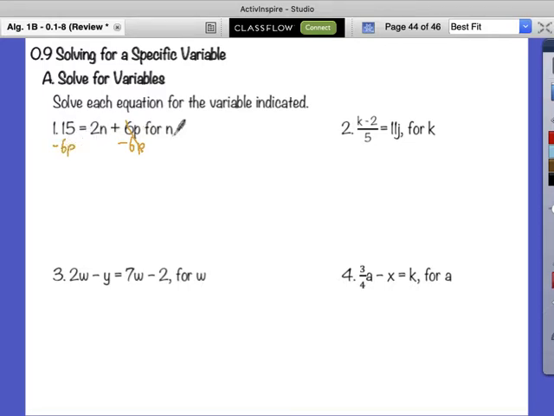Now here's the thing. I could do 15 minus 6. Can I do 15 minus 6p? No, but I can write it.